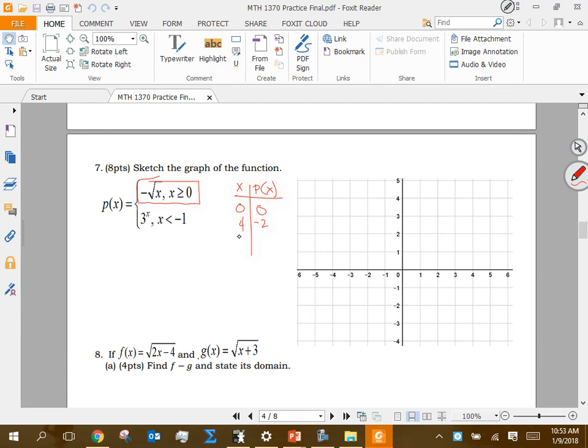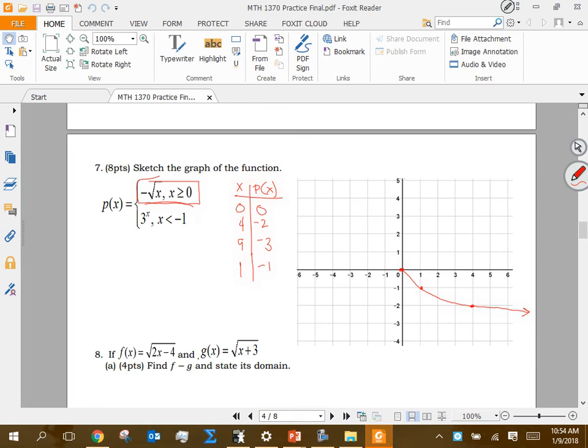And then I could do 9, which gives me 3, it'd be -3. But I think that's probably enough. 1 might be a good one to use as well. Square root of 1 is 1, opposite of that would be -1. So I've got enough points here: 0, 0, 4, -2, and then 1, -1. That's enough to give me that curve.